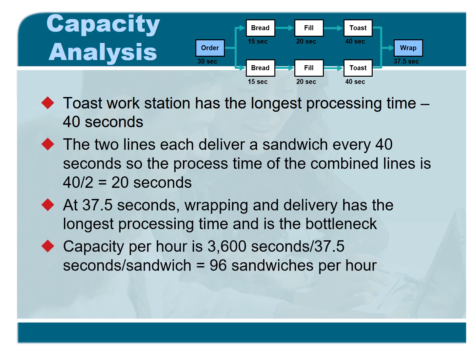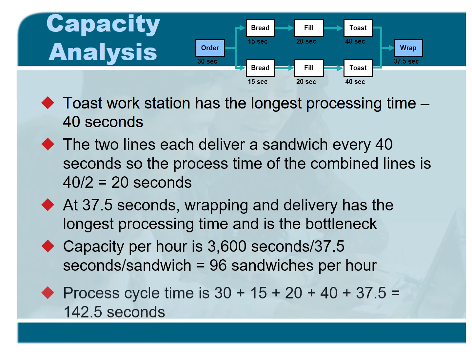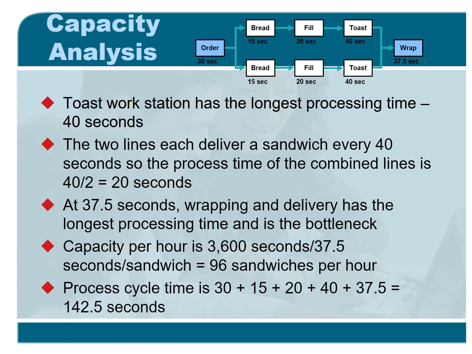Capacity per hour is 3,600 seconds divided by 37.5 seconds per sandwich, or you should be looking at 96 sandwiches per hour. The process cycle time is 30 plus 15 plus 20 plus 40 plus 37.5, and that's where we get the 142.5 seconds from.